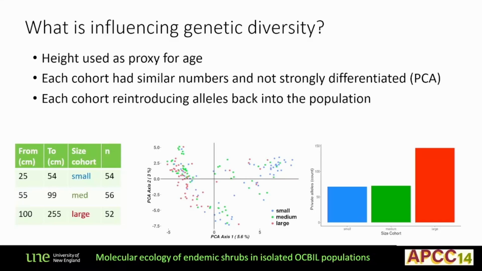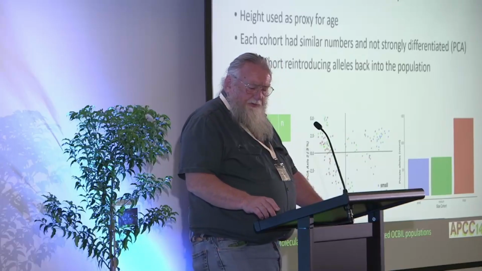But in the graph on the right-hand side, we can see that each of these cohorts has its own set of private alleles. So what we're seeing here is that each germination event is bringing back new alleles that had disappeared from that population. So it's really reinvigorating the genetic diversity that's maybe lost through genetic drift over the decades.